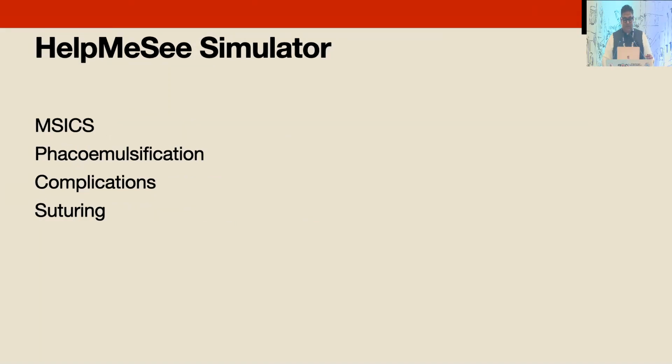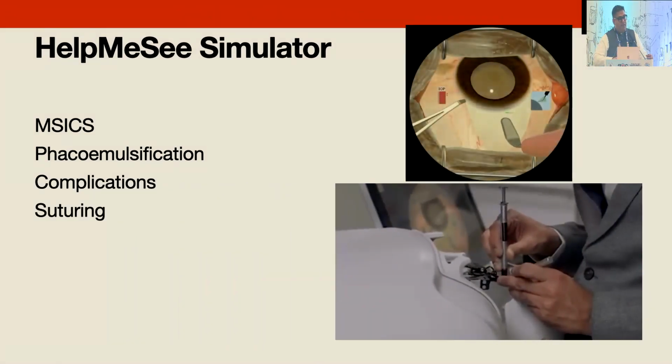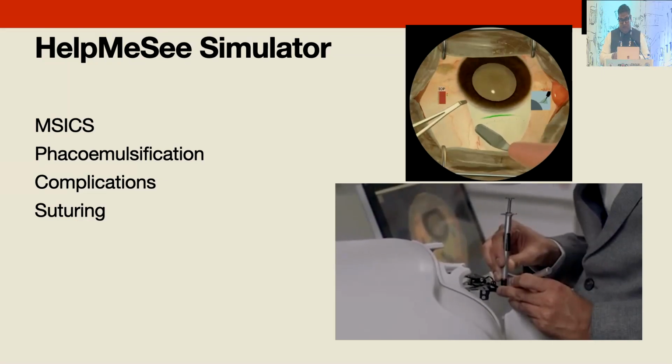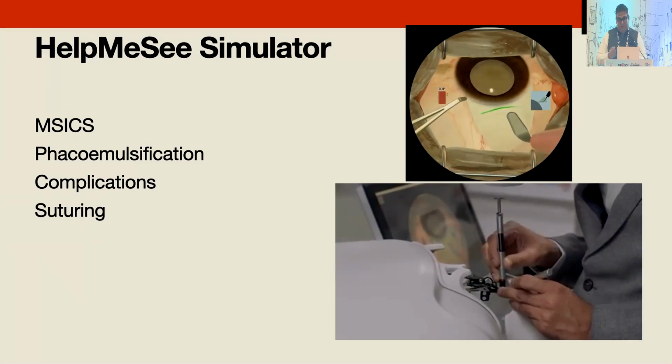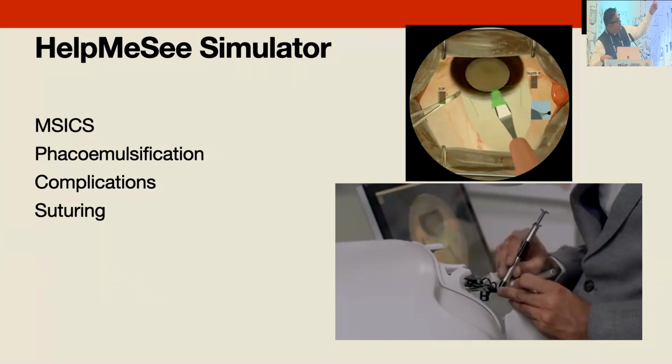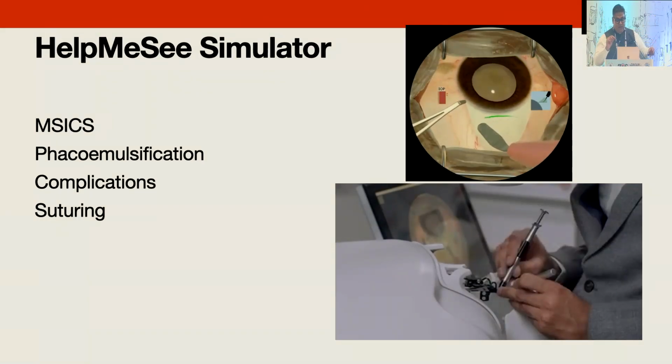The Help Me See surgery simulator is available for SICS, for phacoemulsification, for complicated scenarios like putting in a CTR, anterior vitrectomy, and for scleral suturing. How does it work? It is designed to resemble a patient, and you've got haptics or handpieces through which, and what you see through the microscope is the eye that you see on top. You can see the surgeon here wiggling his hands, which is basically the crescent going through the scleral tunnel.